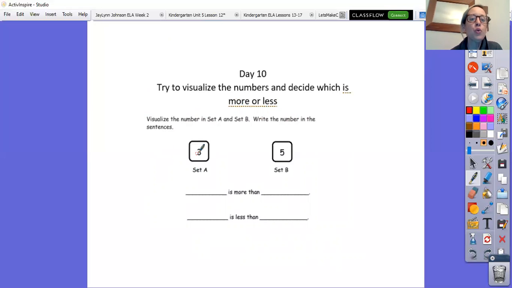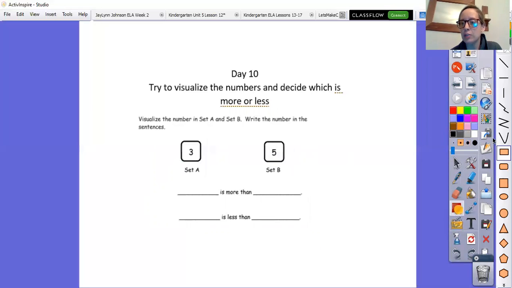Okay. So what number is this that they're showing us in set A? What do you think? 3, good. So that's our number 3. And if you can't really visualize it yet, let's draw it, okay? That might be the easiest thing to do right now. So I'm going to draw 3 circles. Ready? 1, 2, 3. So if you were able to visualize it or think about it in your brain, it should have looked something like this.